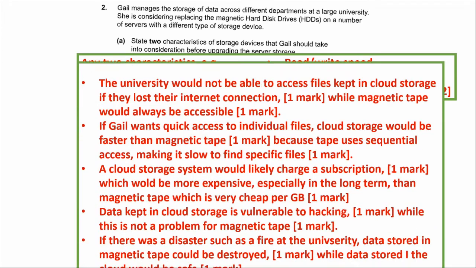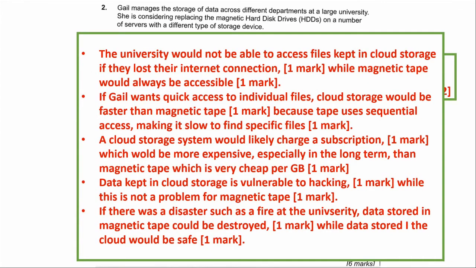So this question, so we say the university would not be able to access files kept in cloud storage if they lost their internet connection, while magnetic tape will always be accessible. If Gail wants quick access to individual files, cloud storage would be faster than magnetic tape because tape uses sequential access, making it slow to find specific files.